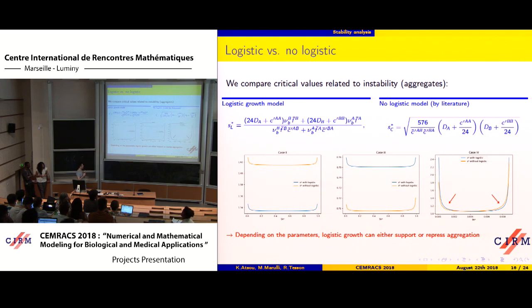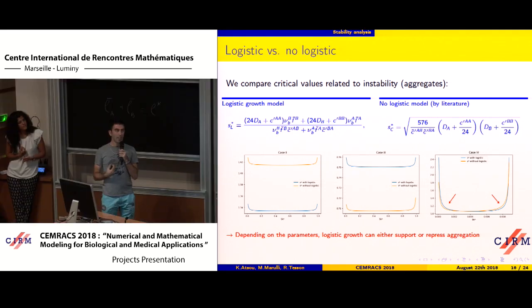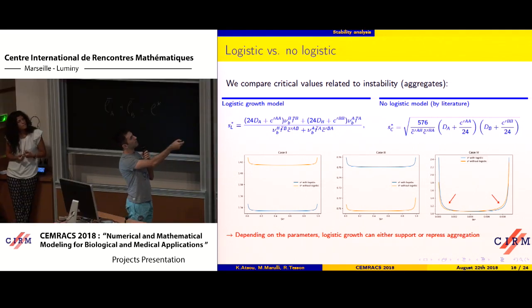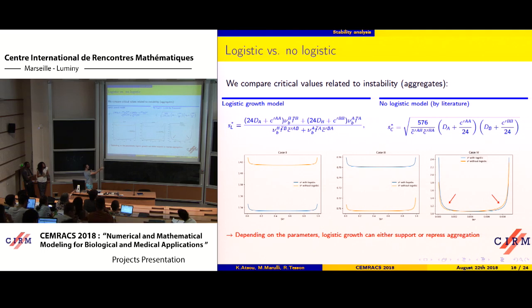Okay, so if you do that, you can also do the same work with the model without logistic. The stability analysis was already done by Diane Peurichard and her collaborators in their first study. So we just remind here the value for the criteria. Of course, it's not the same, and we want to compare the value here and the value here.